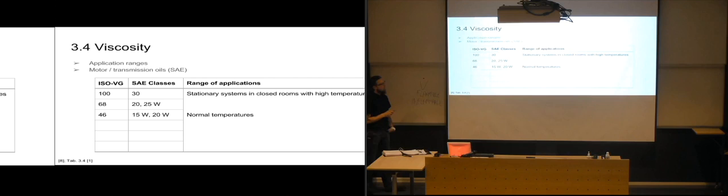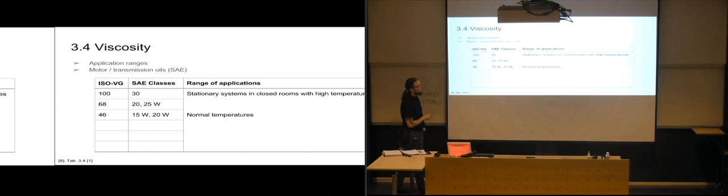Then you have the ISO class 46. So remember, we go from 100 to 10, so now we are a little bit past the midpoint. And then we have 15 winter and 20 winter for motor oils. And that is normal temperatures.